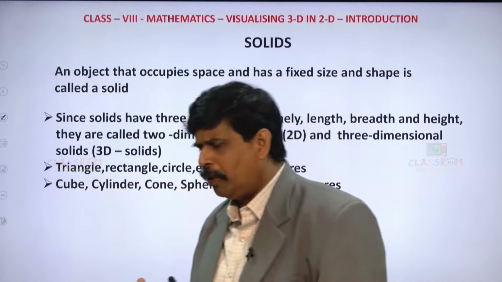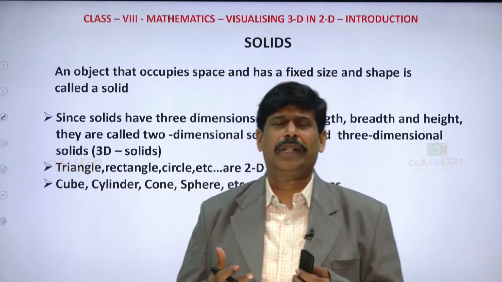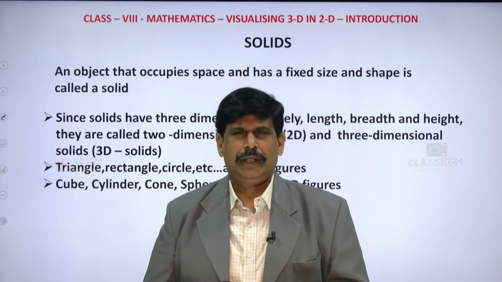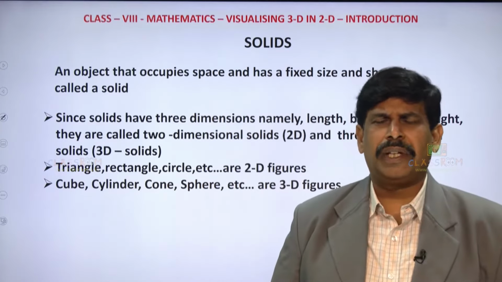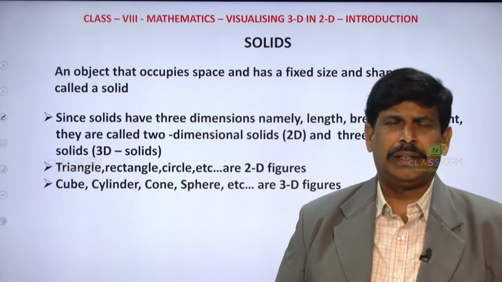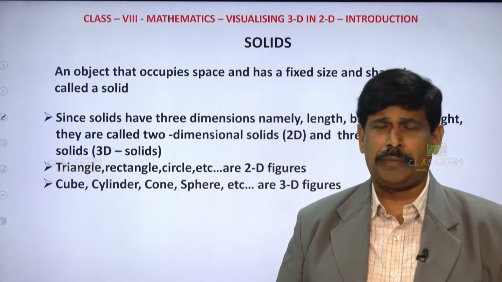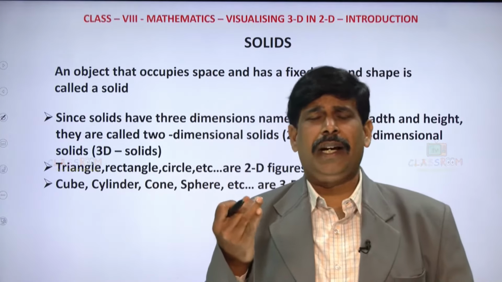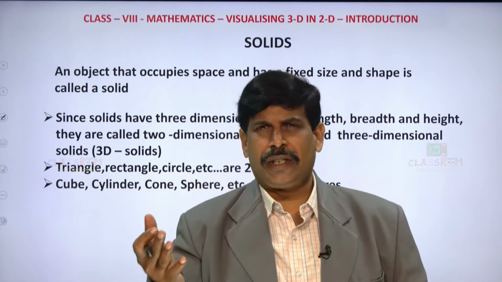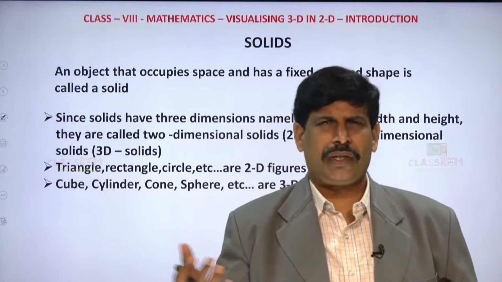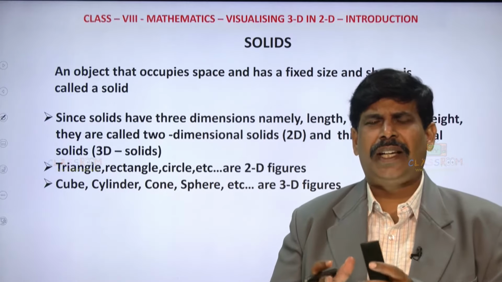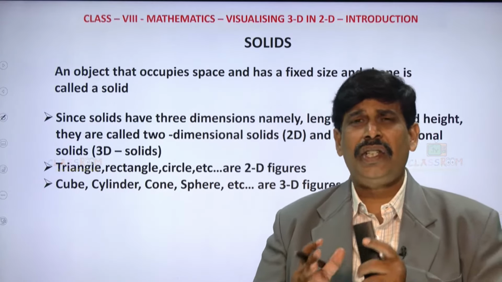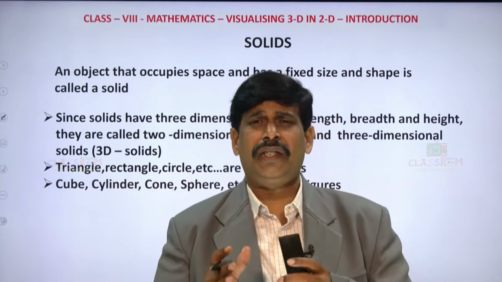Before that, first you should understand what a solid actually is. An object having length, breadth and height is called a solid. So three dimensions. This is a three-dimensional solid. Solids generally have a fixed size and fixed shape.